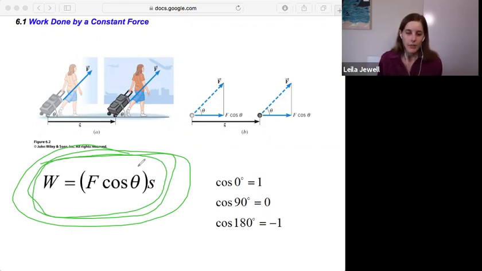So what happens if the angle theta is 0? Well, if the angle theta is 0, then that tells us that if the displacement is, say, going sideways, then the force must be also going to the right in the same direction. That's the way that we would have an angle of 0 degrees.